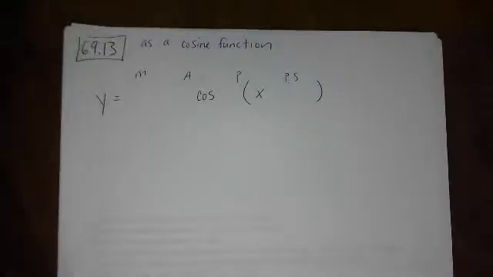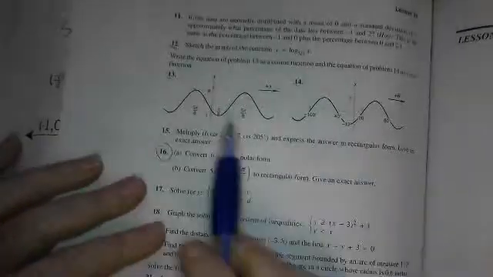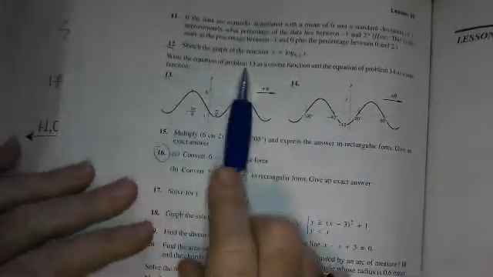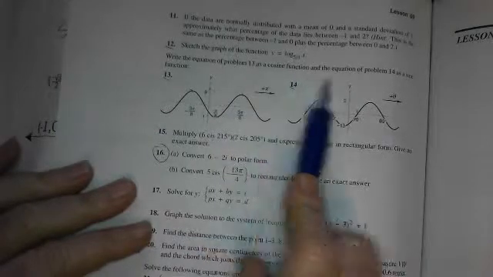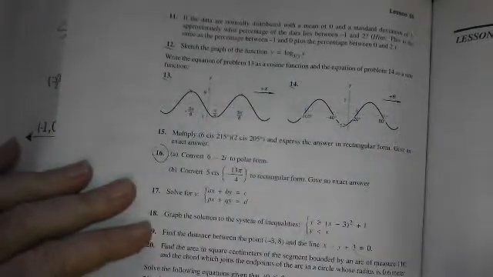Here's lesson 69, number 13, and it has a picture of a function, and it wants you to write the equation of problem 13 as a cosine function and 14 as a sine function.